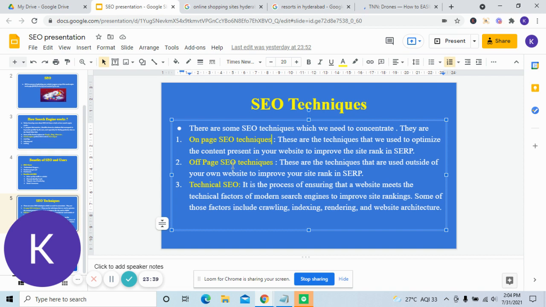And what are the off-page SEO techniques? These are the techniques we are not going to use in our website, but in some other's website with our content, in order to build traffic from their website. We need to look at how to write the content, how to do link building, how to do on-page SEO techniques, and how to do off-page techniques.